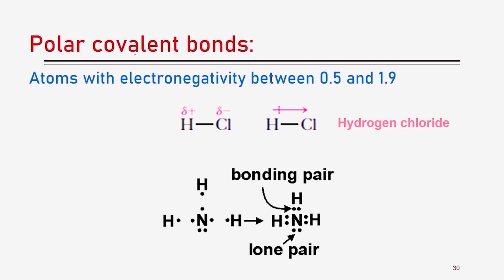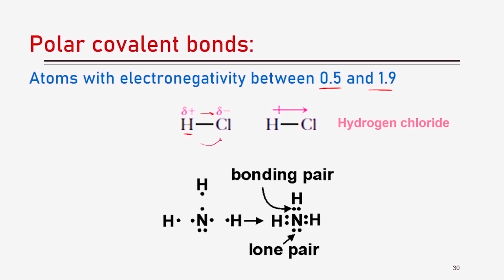The third type of chemical bond is a special type of covalent bond that occurs when the difference in the electronegativity is between 0.5 and 1.9. The atom higher in the electronegativity pulls the electrons more than the other atom which is lower in the electronegativity.